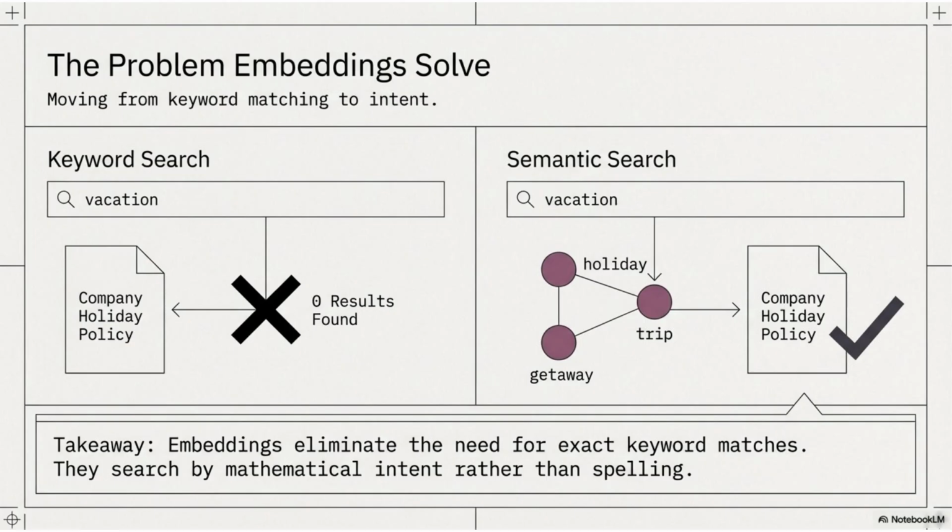On the right, semantic search powered by embeddings. The same search for vacation automatically understands that holiday, trip, and getaway are related concepts. It finds the company holiday policy and returns it as a match. The takeaway is powerful. Embeddings eliminate the need for exact keyword matches. They search by mathematical intent rather than spelling. This is the difference between search that frustrates users and search that actually works.